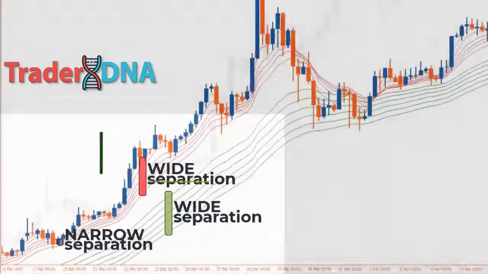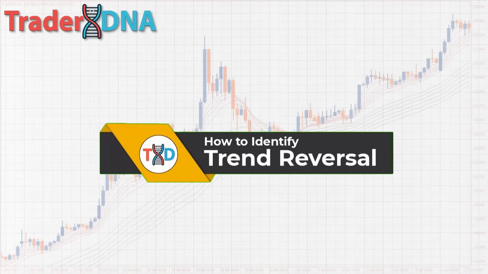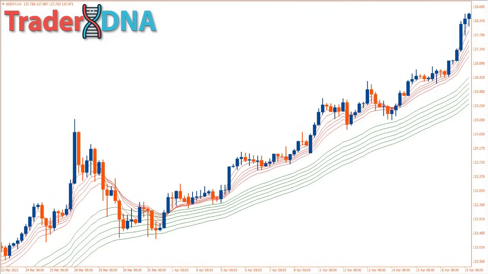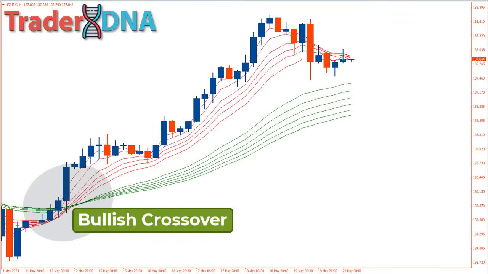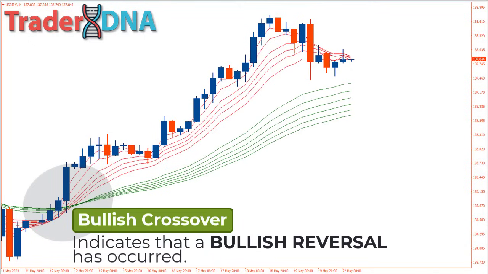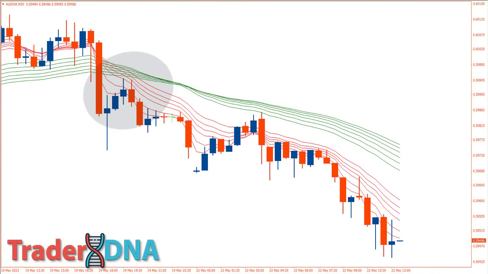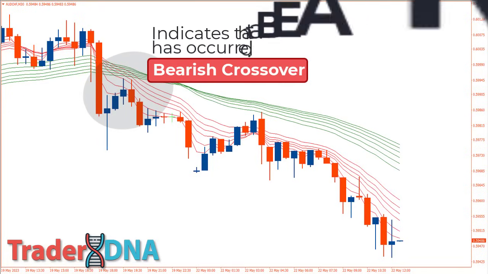How to identify trend reversals. The crossover of the short and long-term moving averages represents trend reversals. If the short-term EMAs cross above the long-term moving averages, this is known as a bullish crossover and indicates that a bullish reversal has occurred. If the short-term EMAs cross below the longer-term ones, this is known as a bearish crossover and indicates that a bearish reversal is occurring.